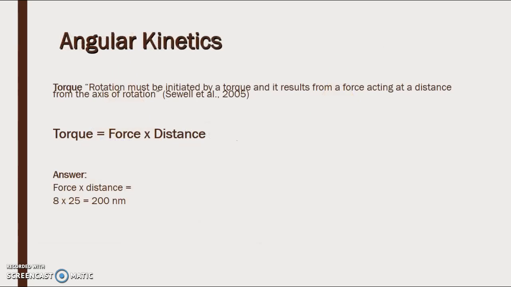Now if we look at angular kinetics, torque is included in that, which is rotation initiated by torque, and it results from a force acting at a distance from the axis of rotation. Torque is worked out by timing force and distance. So in this example, what is the torque if a force of 8 newtons is produced 25 centimeters away? You do force times distance, which is 8 times 25, which gives you 200 newton meters.